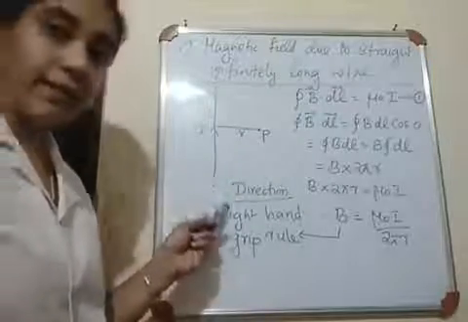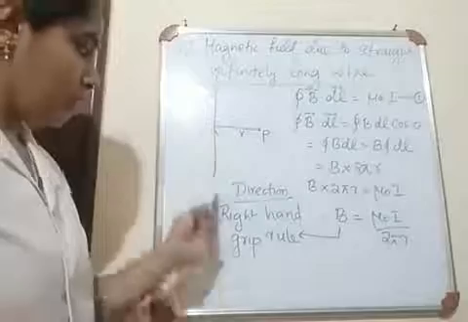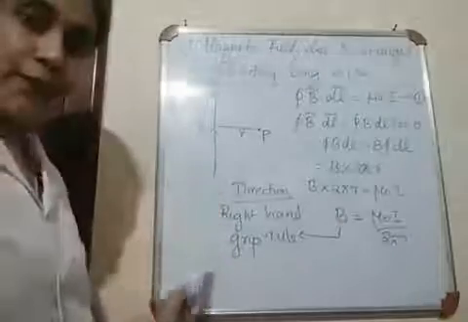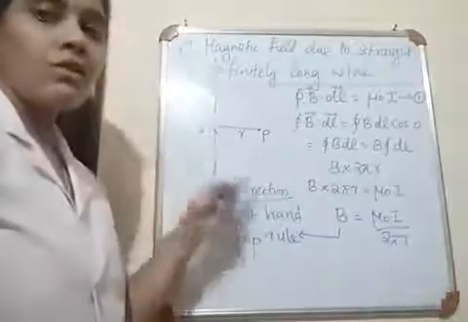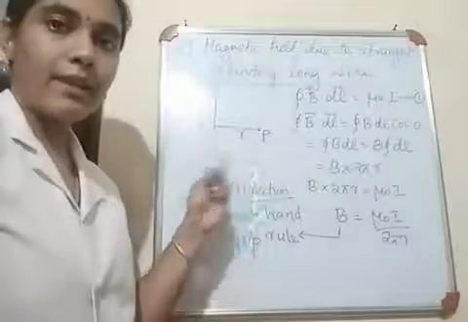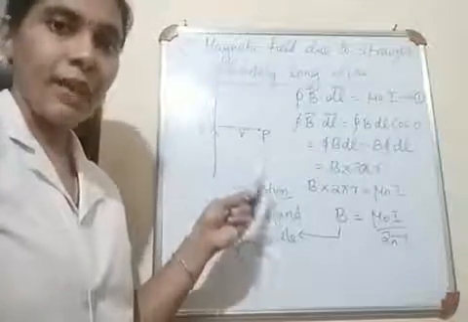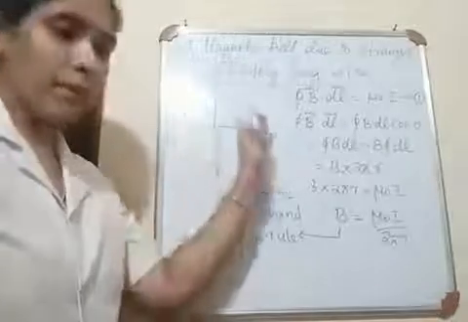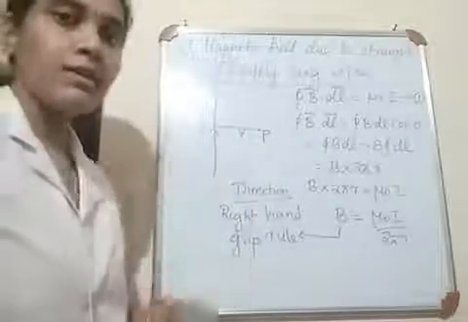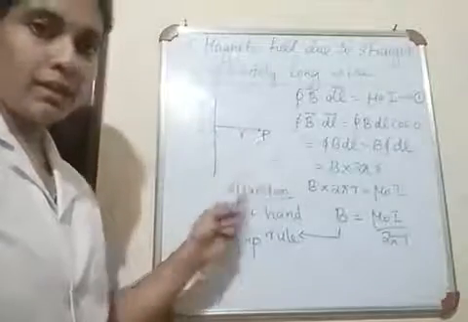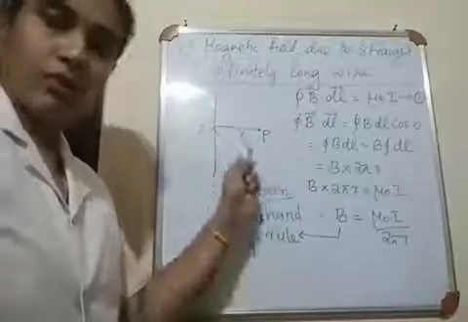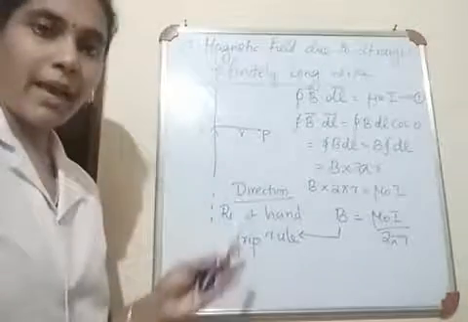It should be infinitely long. That's why I put some dots here. It's an infinitely long wire and it carries a current I. Whenever the conductor carries current I, it behaves like a magnet. So there will be a magnetic field surrounding this wire. Consider a point P in that magnetic field. So P will experience a magnetic field.